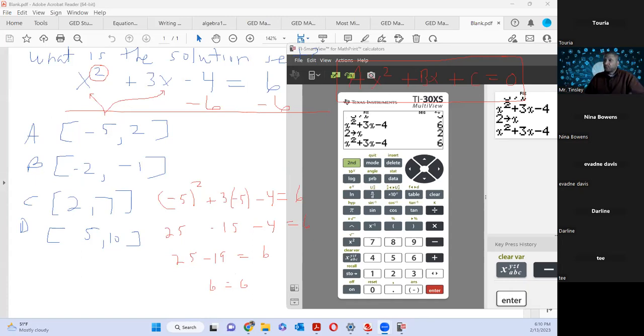Now you're probably asking, Mr. Tinsley, why do you have to change it to standard form? Well, we change it to standard form when we're solving it by factoring. That's why you change it to standard form, because it's easier to factor when you set it to 0.